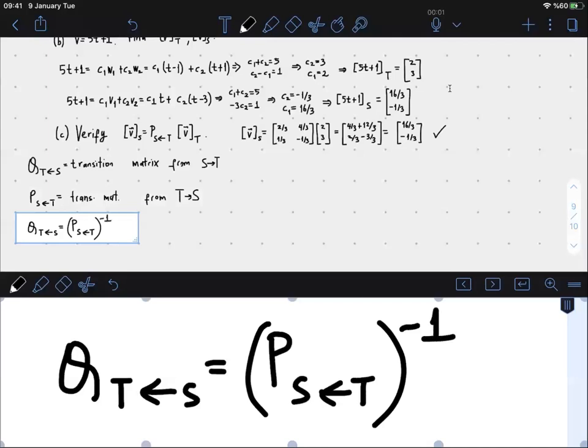Okay, and if one is the inverse of the other, then the other one is also the inverse of the first. Okay, so is this it? I think that's what I want to say about this section. I don't have any other things to say. Do you have any questions about this section?